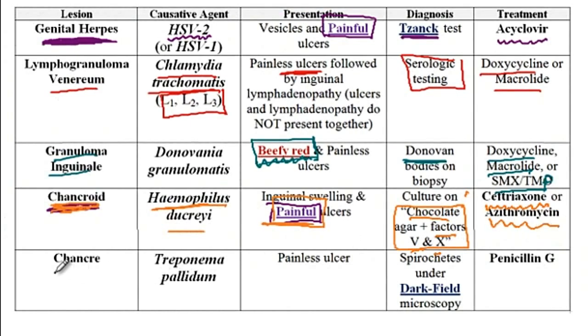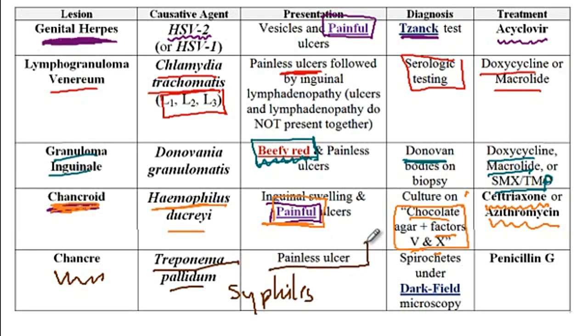The final condition is Chancre, which is caused by Treponema pallidum, the underlying cause of the development of syphilis. These patients present with a painless ulcer. For the diagnosis, you can directly visualize the spirochetes on dark field microscopy. Penicillin G is the treatment that you will have to provide for patients with syphilis.